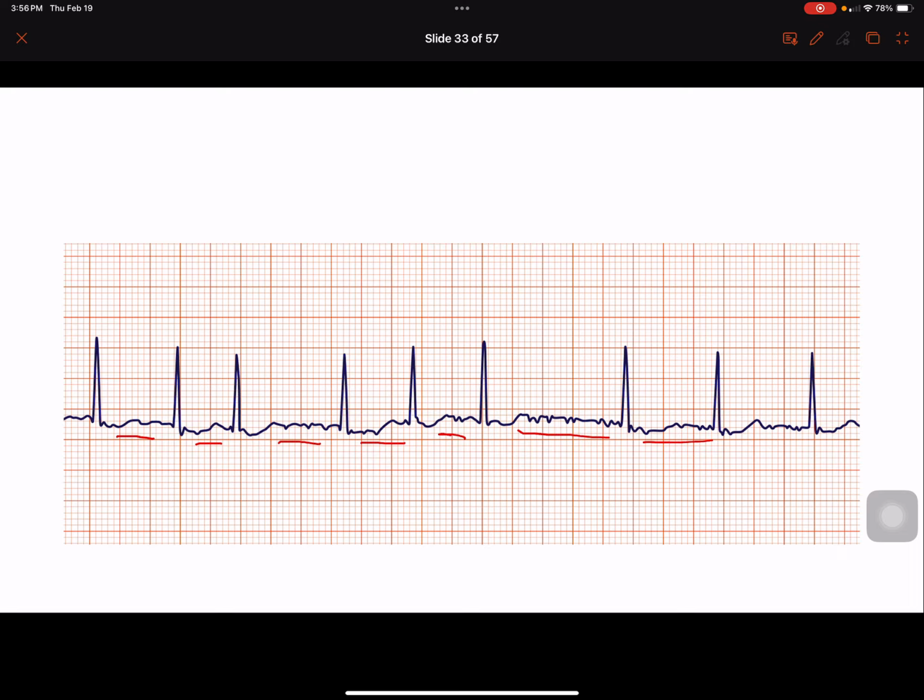But the last step is, what does my R to R look like? My QRS is less than 120, right? And my R to R is irregular. So no P waves, narrow, and irregularly irregular. This is AFib.